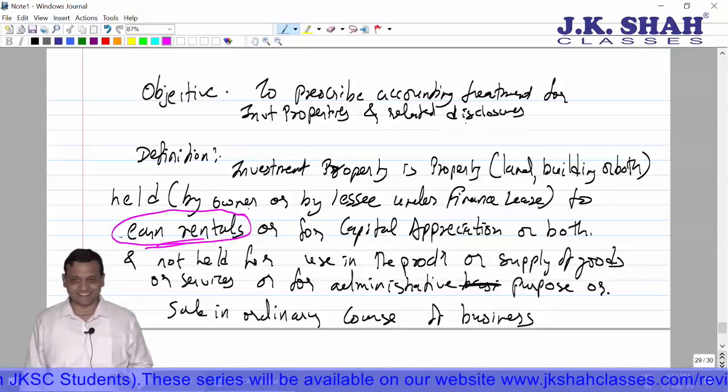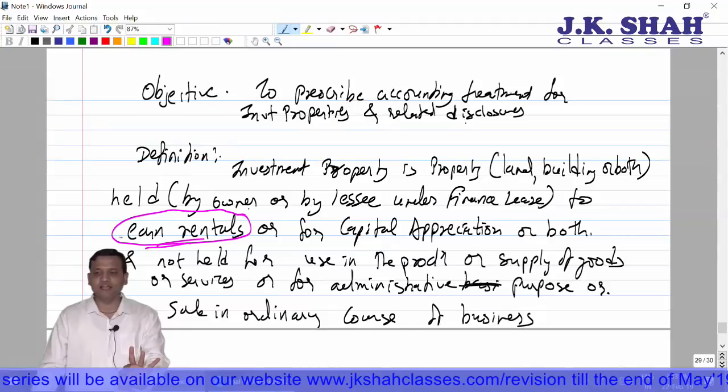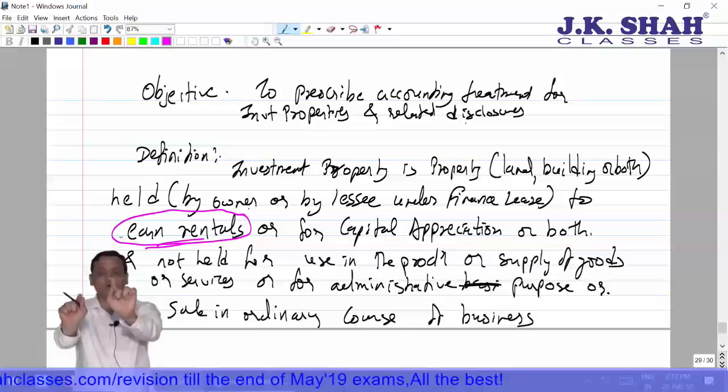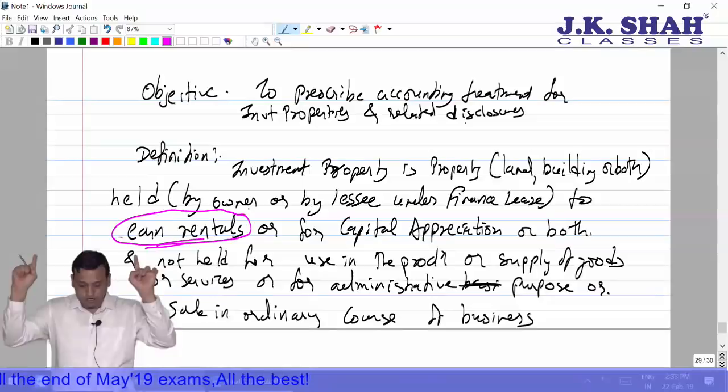Here we say investment property is a property, be it land, building or both, held by the owner, or the lessee in case of a finance lease, to earn rentals or for capital appreciation or both. Or then look, read ahead. That is the important part: and not held for use in production or supply of goods or services.